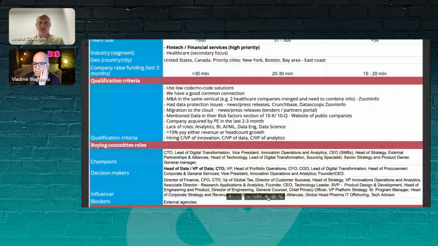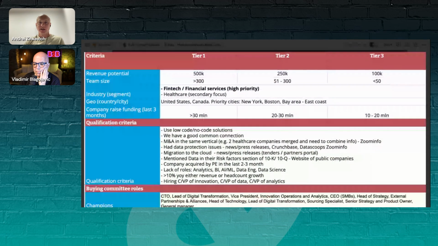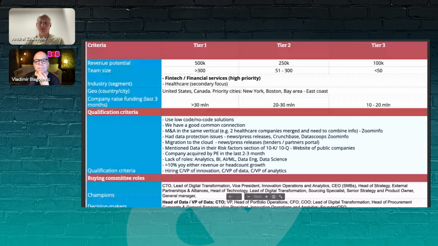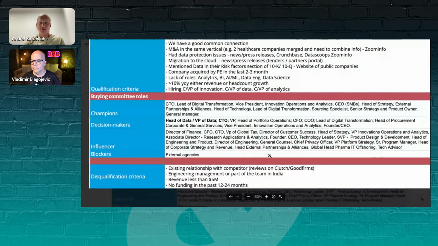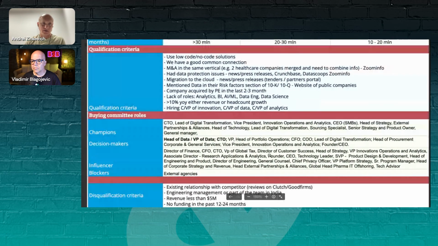I might enlarge it a little bit, right? And you can see what the ideal customer profile for an ABM program might look like, right? So the breakdown by tiers, then qualification criteria, then accumulated buying committee roles, with these different roles, and the disqualification criteria. I just made a part of the disqualification criteria, but I think you all got the idea. Let's share how to define qualification and disqualification criteria and why, Vlad.